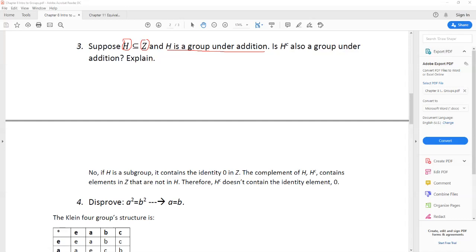Well, the answer is no, because if H is a group, then H must contain the identity in Z, and the identity is 0. So we know that 0 is an element in H. But H complement contains all of the elements that are not in H. In other words, H complement does not contain 0. 0 is not contained in H complement. Well, that means that H complement lacks the identity element, and therefore H complement is not a group.